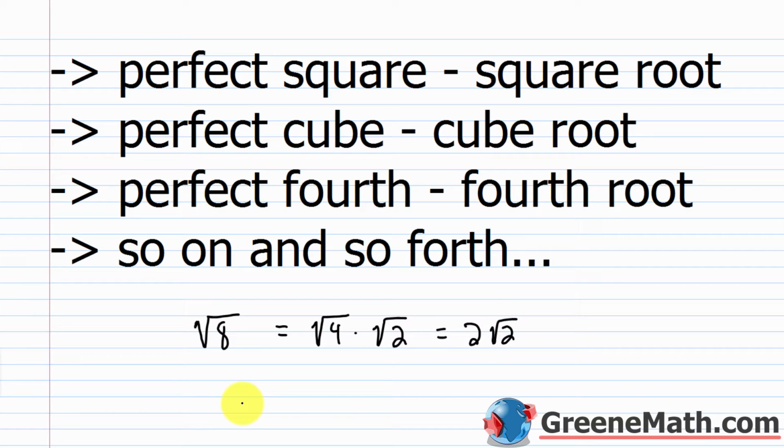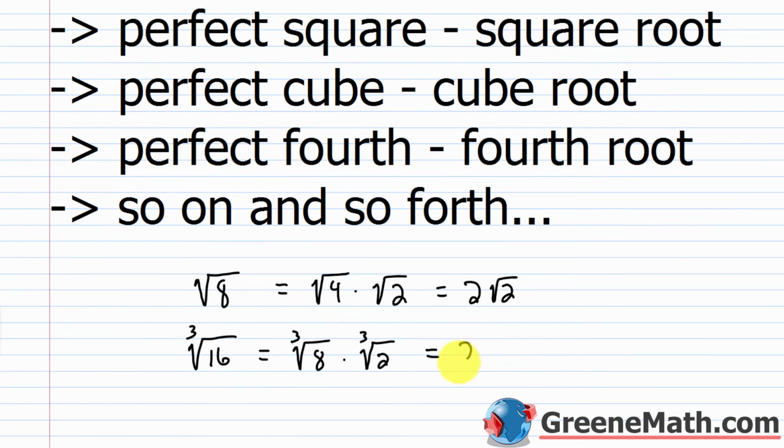But this goes for higher powers as well. If I had something like the cube root of 16, I know that 8 is a factor of 16, and 8 is a perfect cube. So I could write this as the cube root of 8 times the cube root of 2, and then the cube root of 8 is 2, so this is 2 times the cube root of 2. So that's one of the things you're looking for when you're simplifying a radical.